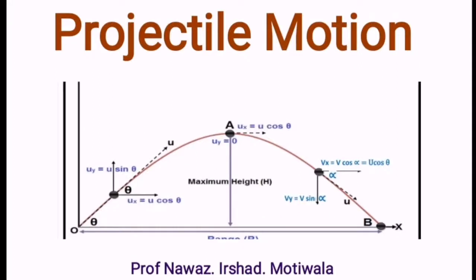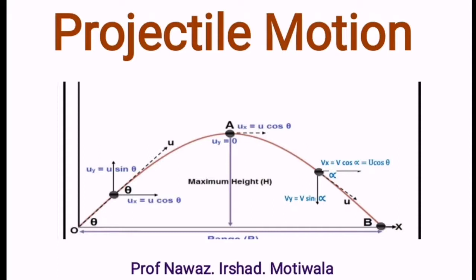Welcome students. In the previous class we have seen the basics of projectile motion and also derived the equation for the path of the projectile. Just to give a quick glimpse, we have seen that for any problem we need to divide the entire projectile motion into two motions. First will be horizontal and second will be vertical.